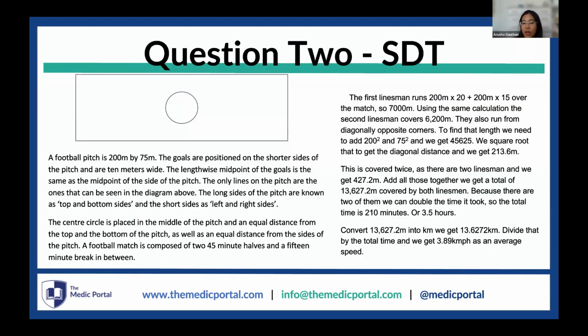They also run from diagonally opposite corners. To find the length, we need to think about the actual length of the pitch, which is 200 meters, squaring that. And then we have the 75, which is the other measurement of the pitch, which we have as 75 squared. If we put that together, we get 45,625. If we square root that to get the diagonal distance, we get 213.6 meters. This is covered twice because we have two linesmen, and therefore we get 427.2, because we're just timesing the number by 2.